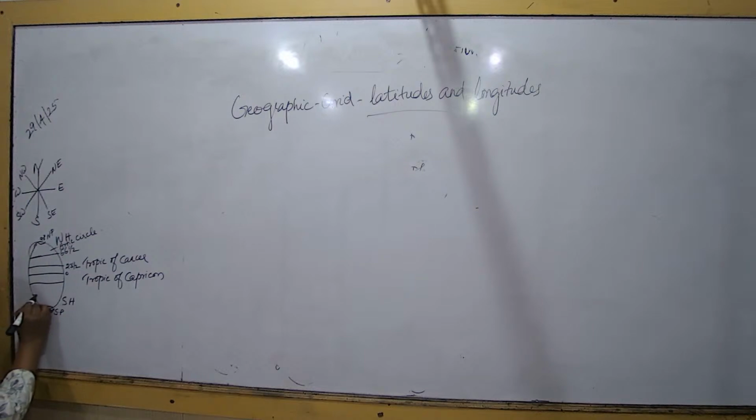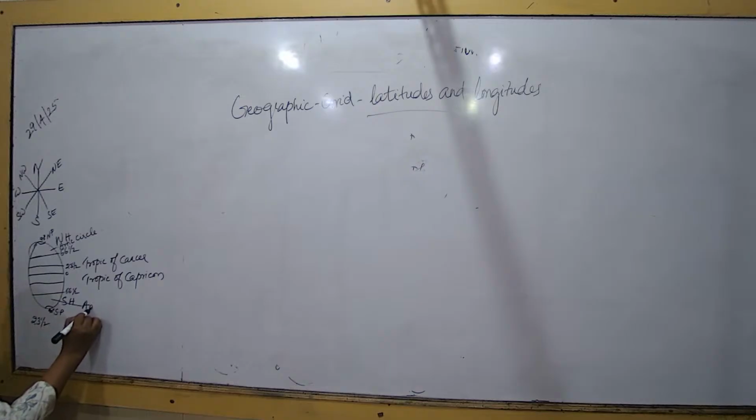And this one, after 66 and a half, what circle is there? Antarctic. Antarctic. Sorry. Okay. Did you get to this very clearly?